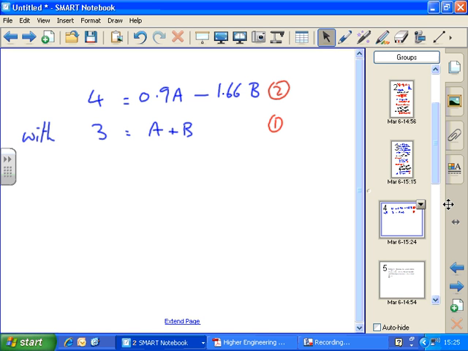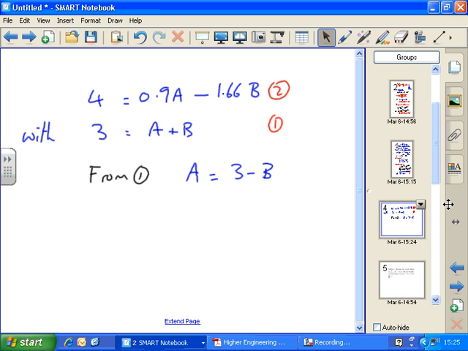Because the elimination method is one that most people use, but often, especially in this case where we've got decimal numbers involved, it's easier maybe just to quickly use the substitution method, especially as this first one, number 1 here, is so straightforward. So let's use that idea. From 1, a equals 3 minus b.